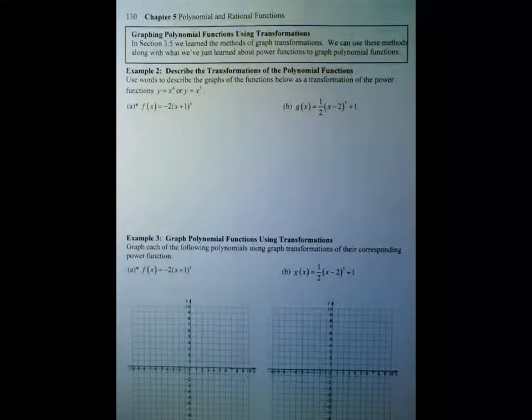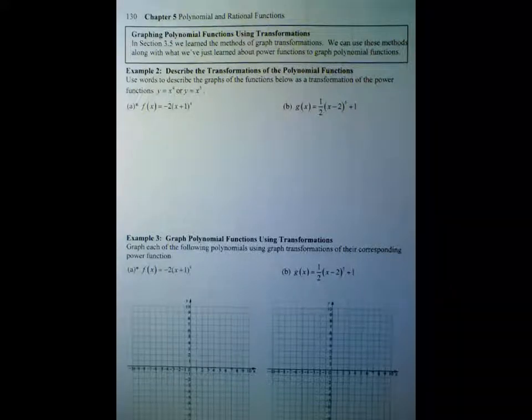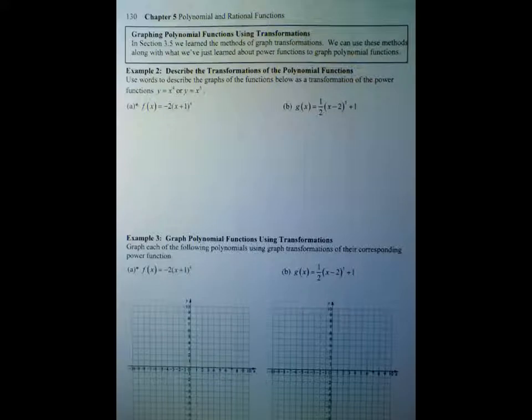This is section 5.1, part 3. Now we want to graph polynomials using transformations. In section 3.5, we learned the methods of graph transformations, and we can use these methods along with what we've just learned about power functions to graph polynomial functions.